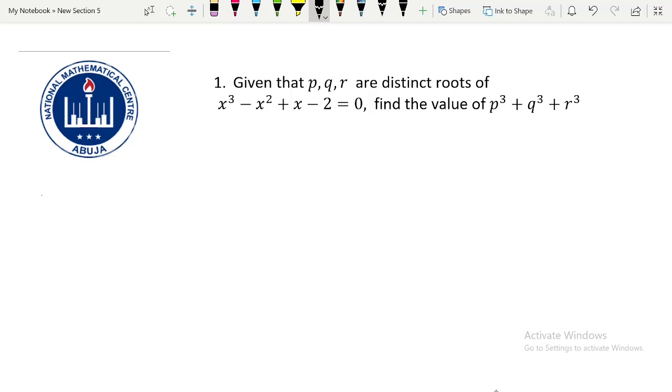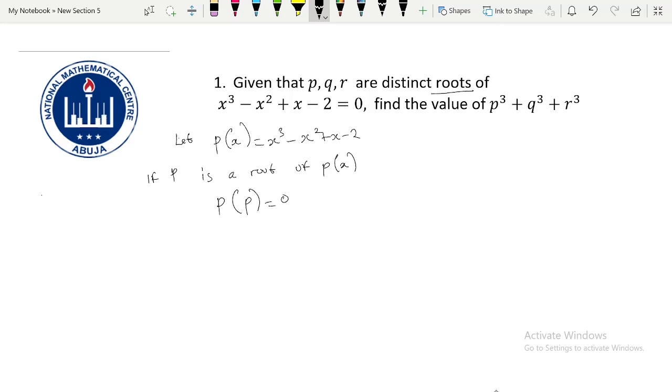I feel this problem was actually kind of routine. I think with our normal strategies it should be doable. First of all, we want to know what roots are. So let P of x be x cubed minus x squared plus x minus 2. If p is a root of P of x, it means that P of p equals 0.